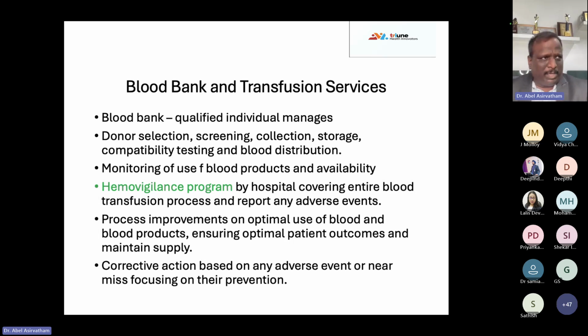Some countries have the hemovigilance program centrally, where the Ministry of Health itself has a separate program where all the hospitals need to register. Then process improvements and optimal use of blood and blood products, ensuring optimal patient outcomes and maintenance of supply. One can be doing an audit on the cross-match transfusion ratio. That could be a good start. Then corrective action based on any adverse event or near miss, focusing on prevention.